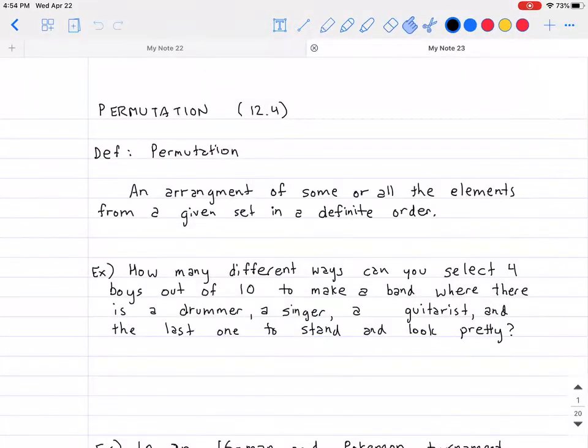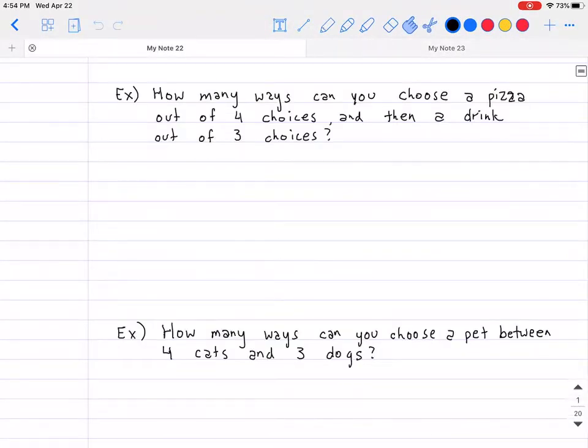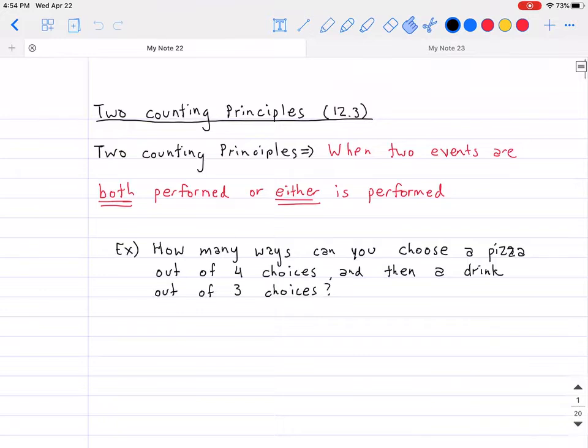Today we're going to be talking about, right here, two counting principles. So we are introducing a new section in statistics for Algebra 2. This is kind of like the beginning course of it. The two counting principle is simply when you have two events, and both are performed or either is performed.